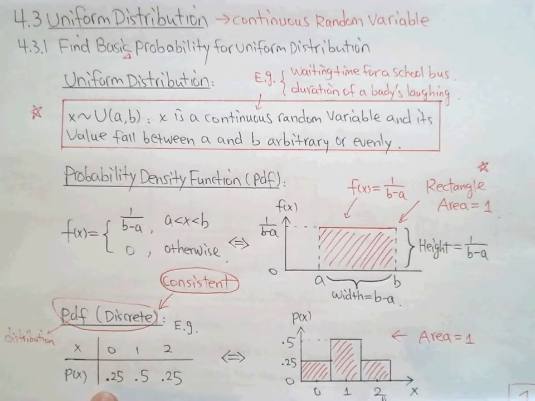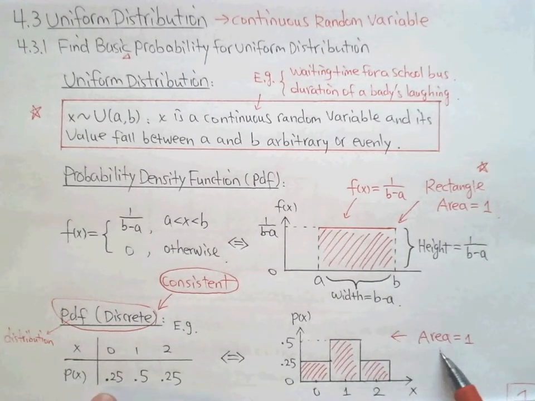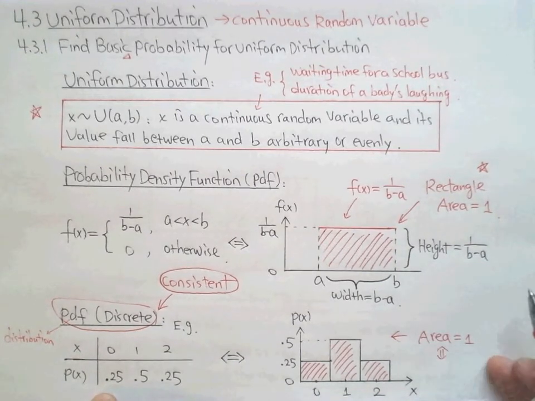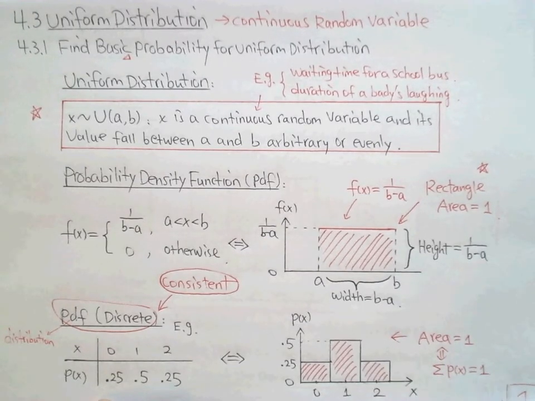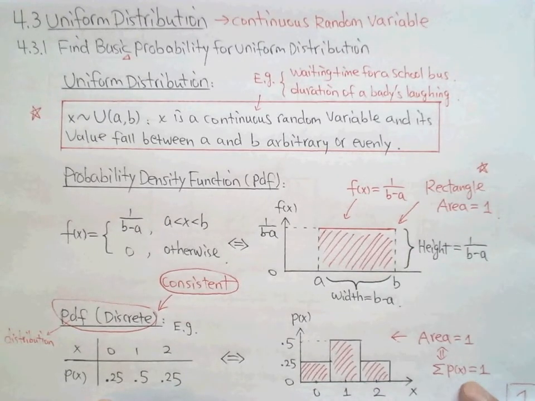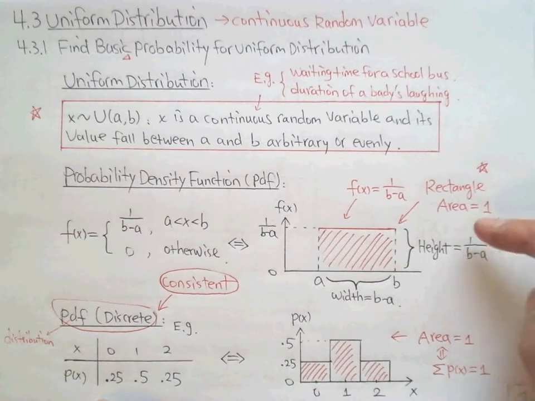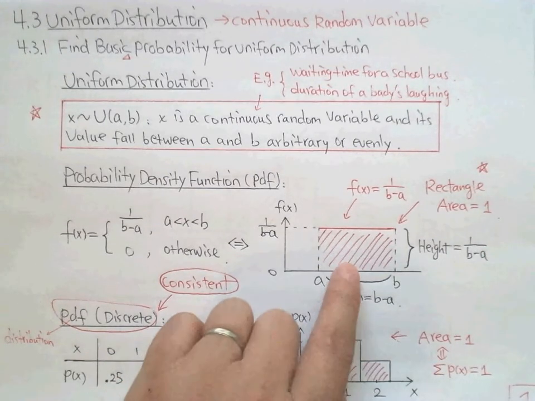And the peak 2 is like 25%. If you're going to find the area, it exactly equals 1. It's all the P(x) put together equals 1. Do you remember? This is the basic definition for PDF, right? For the probability distribution. The case here is the same. Very, very similar. Don't forget this rectangle.